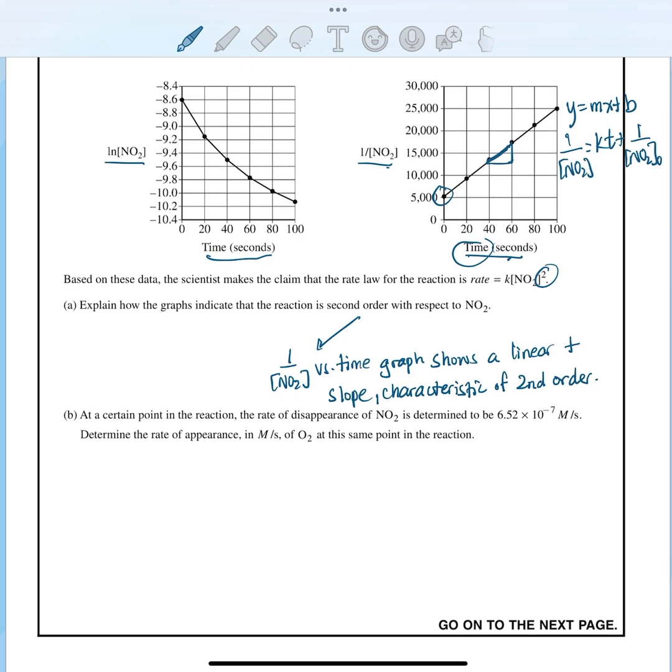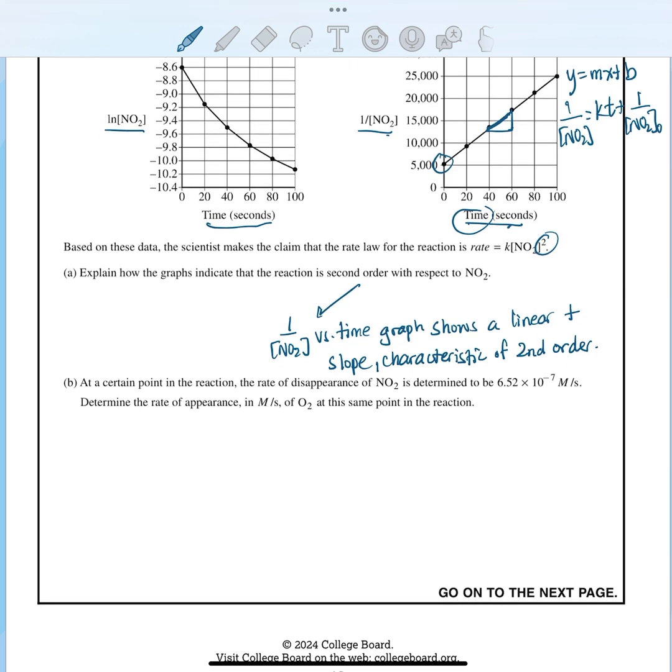All right, the next one is a mole ratio question, because it says here the rate of disappearance of NO2 is determined to be 6.52 times 10 to the negative 7 moles per liter per second, or capital M per second. Determine the rate of appearance in M per second of O2 at the same point in the reaction. So this is a mole ratio. You take the rate that's given, 6.52 times 10 to the negative 7. I'm just going to change this to moles per liter per second so I can do my unit cancellation properly.